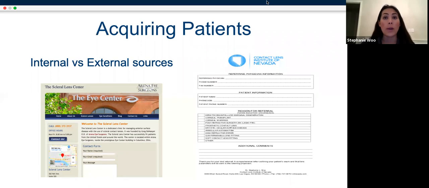Putting it on the website. So adding things about scleral lenses, what are they, adding things about different eye diseases such as keratoconus, corneal transplant, what they are, and what kind of treatment options exist. That helps to drive patients into the practice.